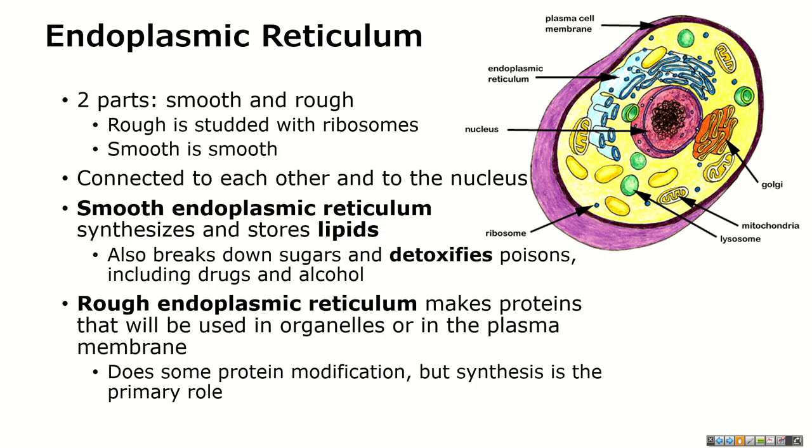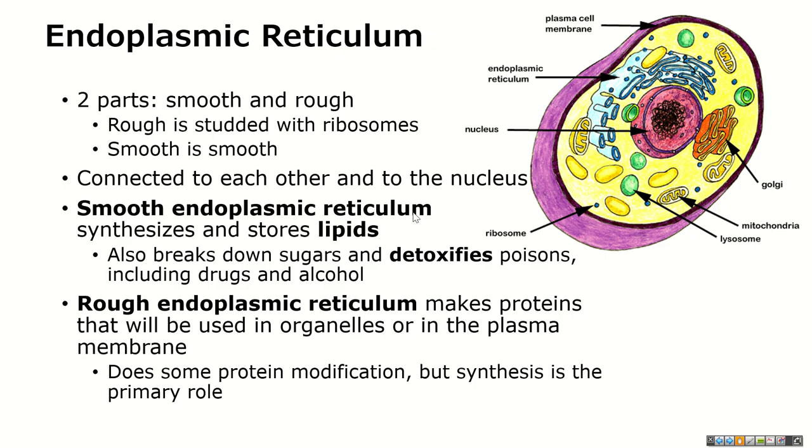Okay, endoplasmic means within the cytoplasm. Reticulum refers to a network or a lattice or interconnected things. So this is basically a system of membranes that are connected to each other. All right, so two different types of functions.